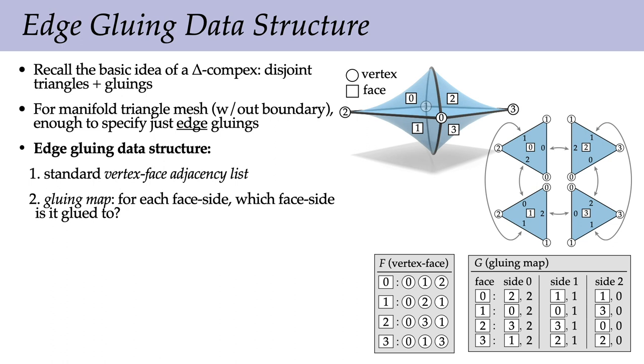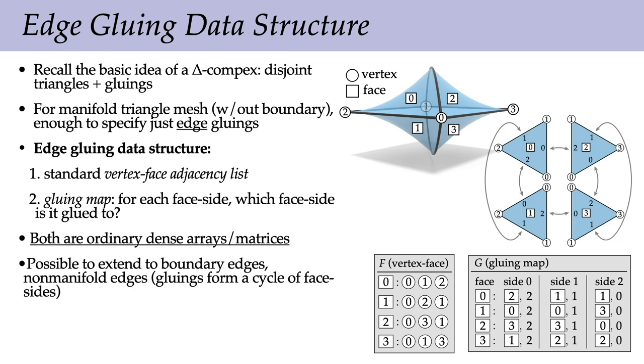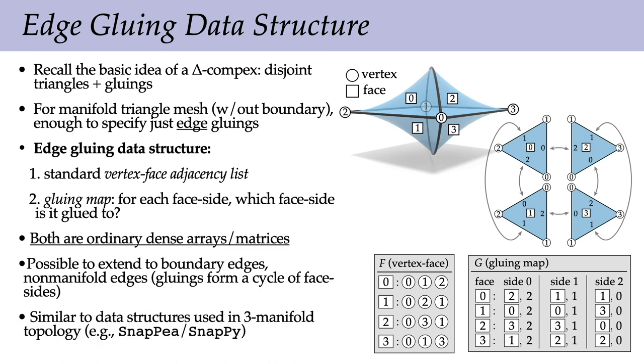Now, a nice thing about this data structure is both of these are just ordinary dense arrays or matrices. So if you're working in an environment like Python or MATLAB or whatever it is you like, it's very easy to implement. It's also possible, though we won't do it, to extend this idea of a gluing map to boundary edges, non-manifold edges, and so forth. In fact, this data structure is quite similar to data structures used in three-manifold topology to describe some pretty complicated spaces. Okay, so that's it for connectivity.